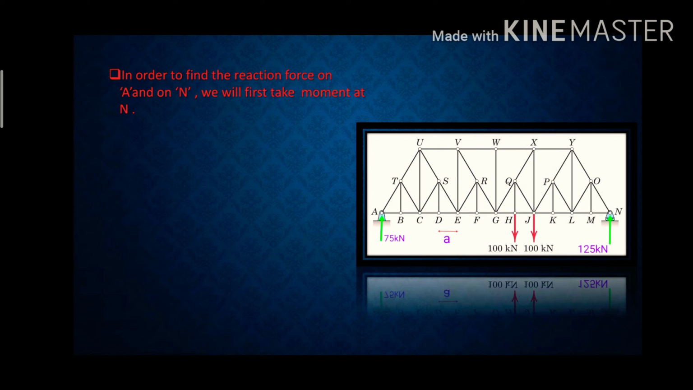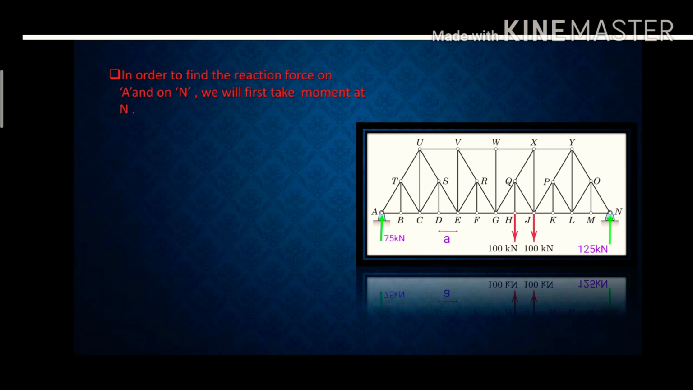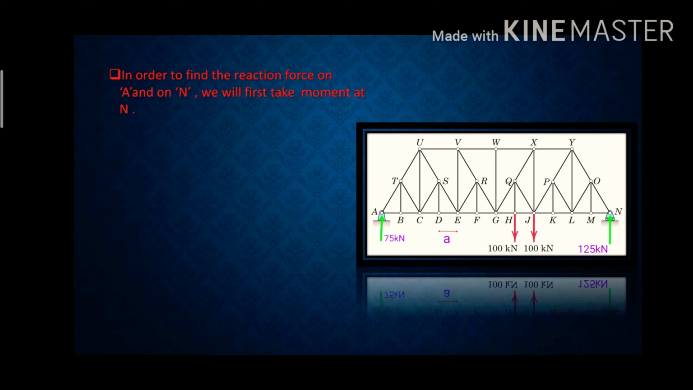Here we have to find the reaction force on A and on N. So we will first take the moment at N in order to find the reaction force at point A. As we know that the sum of moment around N is equal to 0, so writing up the equation, we will get the reaction force at point A to be 75 kilonewton.